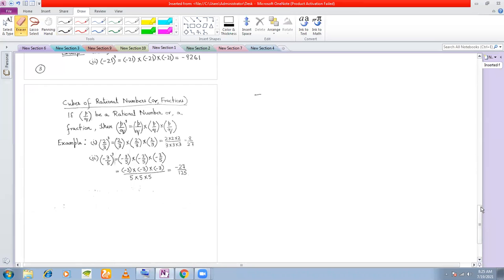Next, cubes of rational numbers. This also I have discussed. Any rational number means a fraction. Any fraction that you take and cube it, if it is a negative fraction, you'll get a negative fraction. If it is a positive fraction, you'll get a positive fraction. For example, 2/3 cube, positive fraction because there's a plus sign here.